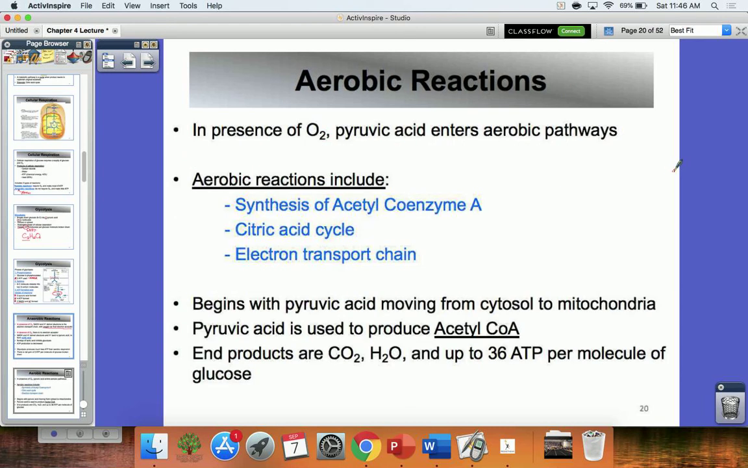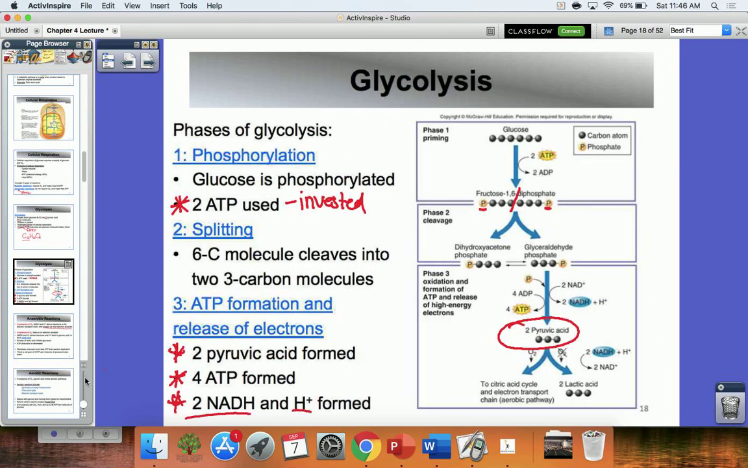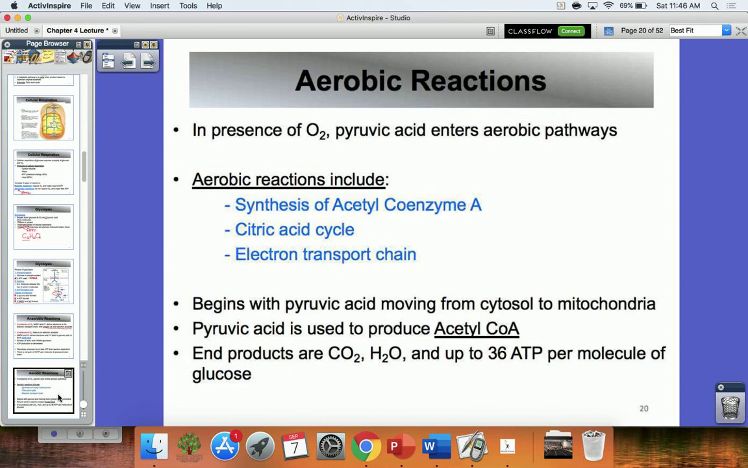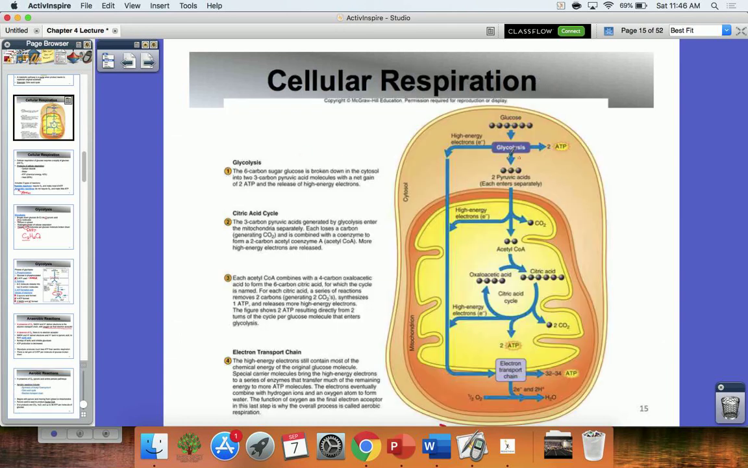So let's go on into our aerobic respiration, aerobic reactions. When we do have the presence of oxygen, that pyruvic acid molecule that was produced at this step is going to move on into the mitochondria. I'm going to go back to this slide here. So this is our pyruvic acid molecule that we produced from our 2 pyruvic acid molecules from glycolysis. They are now going to enter into the mitochondria and start the citric acid cycle and the electron transport chain.